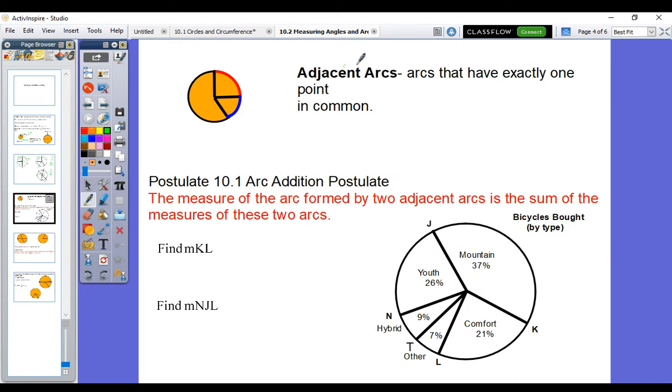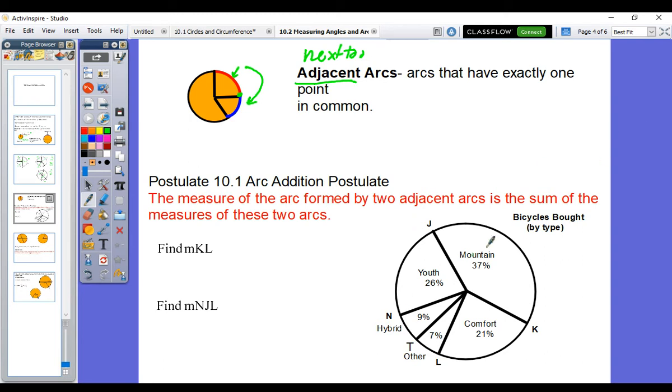Now, adjacent arcs are just like before. Adjacent means next to. So arcs that are next to each other. For example, this arc right here is next to this arc. So they're adjacent arcs. They're right next to each other. They share this one point right here. Okay, so according to the arc addition postulate, I can take any two arcs that are next to each other and add them up to make a bigger arc.